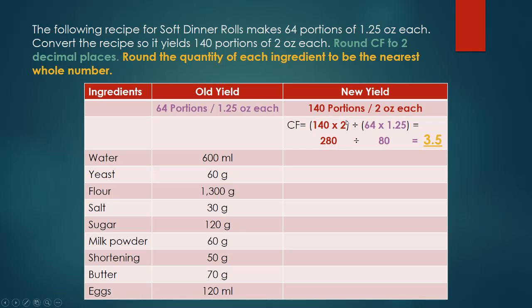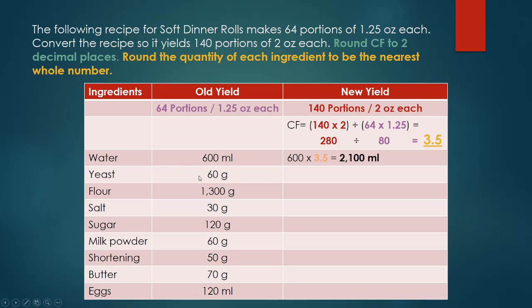And if we look at the results of this, we realize that we now want 280 ounces of soft dinner rolls. That's our new yield. And our original yield was 80 ounces of soft dinner rolls. So here we are on this line here, we have our new yield, and we're going to divide it by our old yield, and we get 3.5. From here, everything works exactly the same way. We're going to take the 3.5 conversion factor and multiply it by the 600 milliliters we need of water, and now we need 2100 milliliters to make our 140 portions at 2 ounces each.